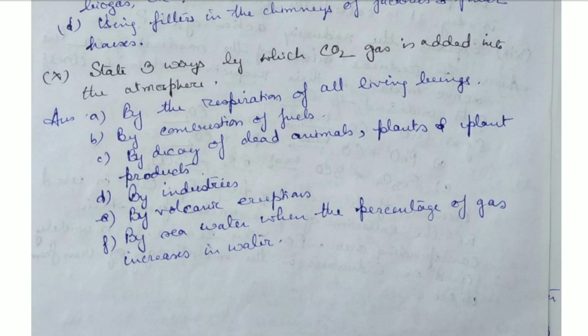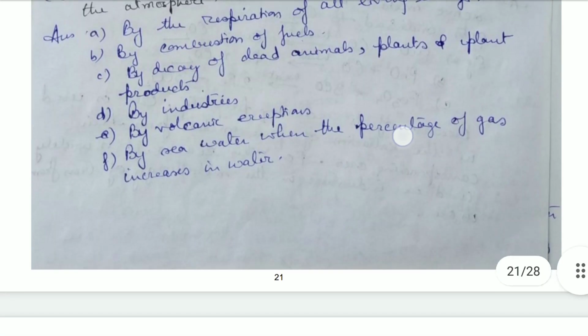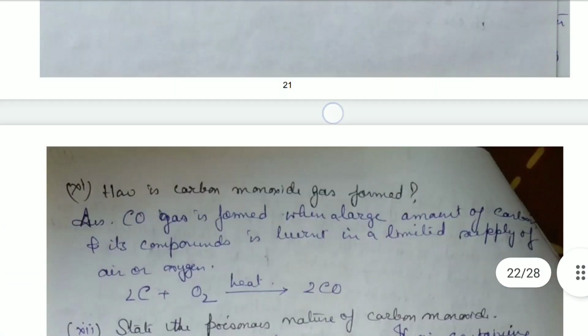Then the industries also produce carbon dioxide. Then volcanic eruptions also give out carbon dioxide. Then seawater: we know that carbon dioxide dissolves in water, but when the percentage of carbon dioxide in the seawater increases, it gives out carbon dioxide into the atmosphere. So by these processes, carbon dioxide is added to the atmosphere.